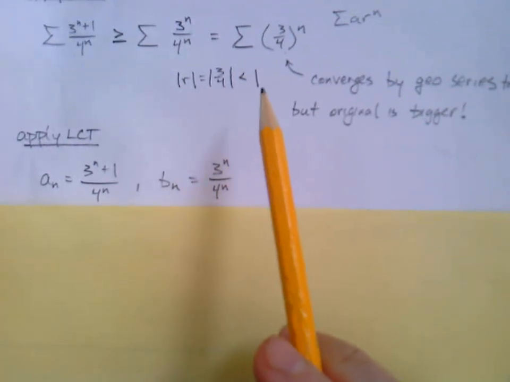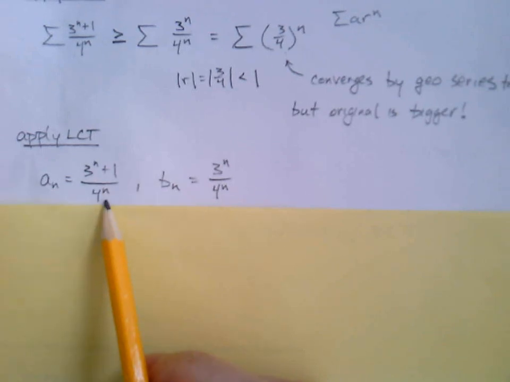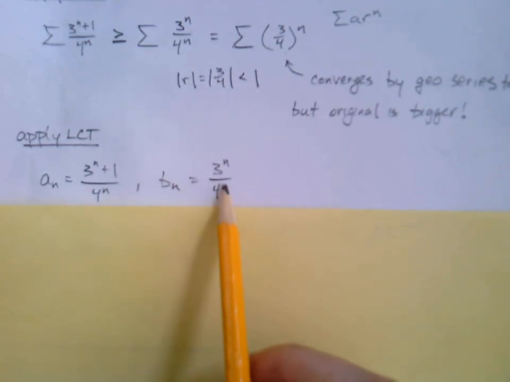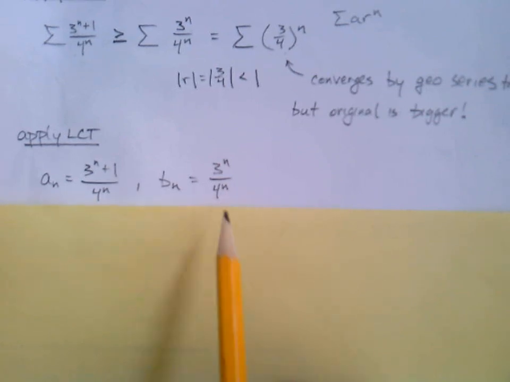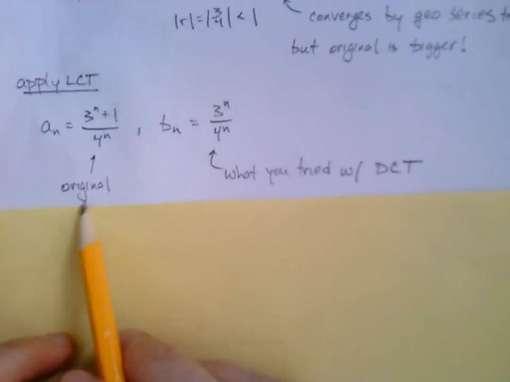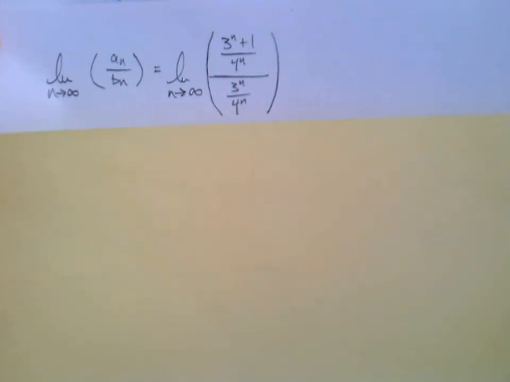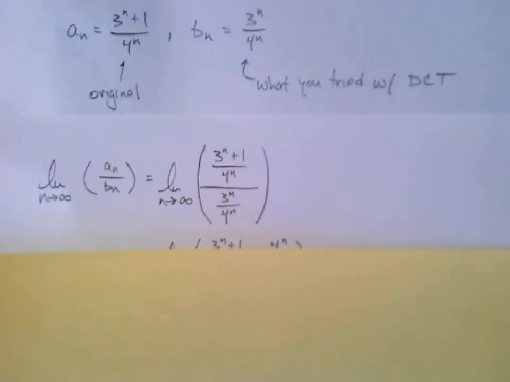So once I attempt DCT, if it doesn't work, I've already set myself up perfectly for LCT. So I've got that as my original. BN is the new one, and I'm going to go back to thinking of it this way. My notes, right? The original, what I tried with DCT. And I think I need to go to the next page. Maybe I'll try to keep this kind of flowing. Okay, there you go.